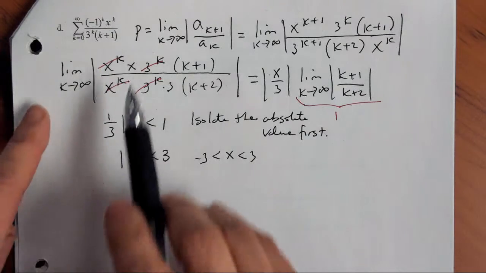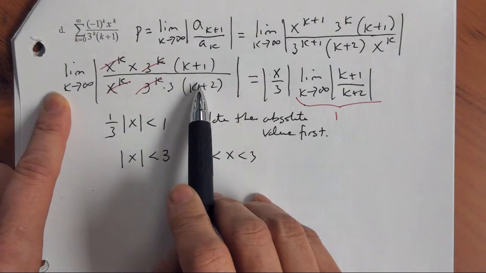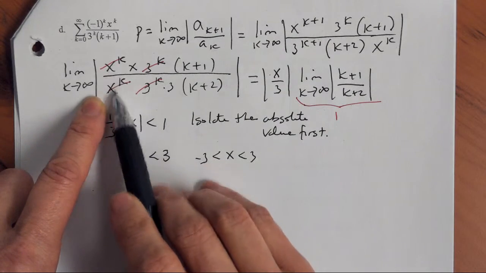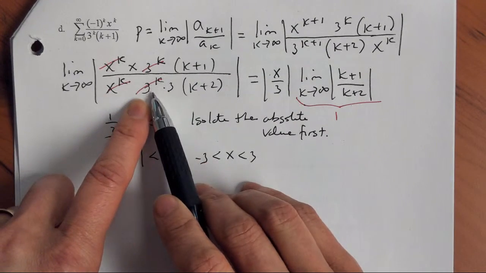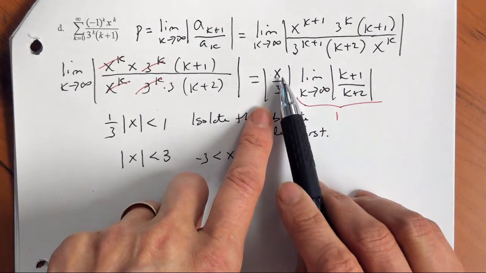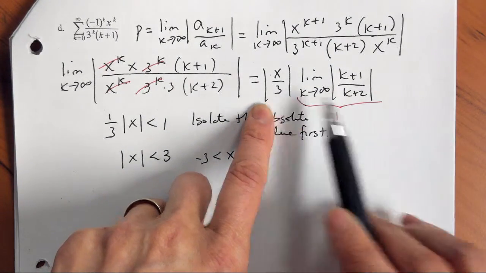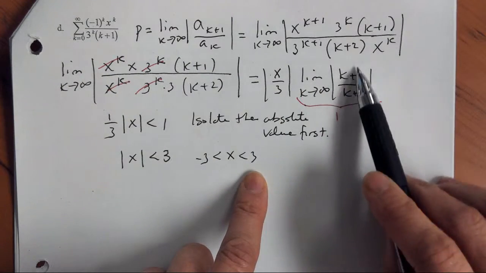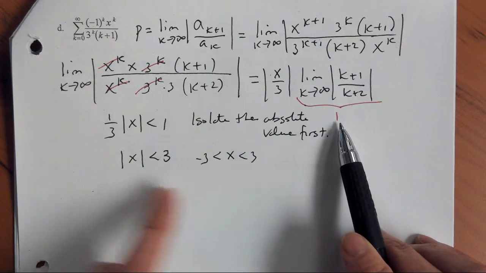So you expand that, and this is what you end up getting. I just lined up all of the terms. So this will cancel out, this will cancel out. Then I'm going to pull out anything that is not affected by the k, so that will be the absolute value of x over 3. And then I'll take this limit. Since the powers are equal, that means that it goes to 1.